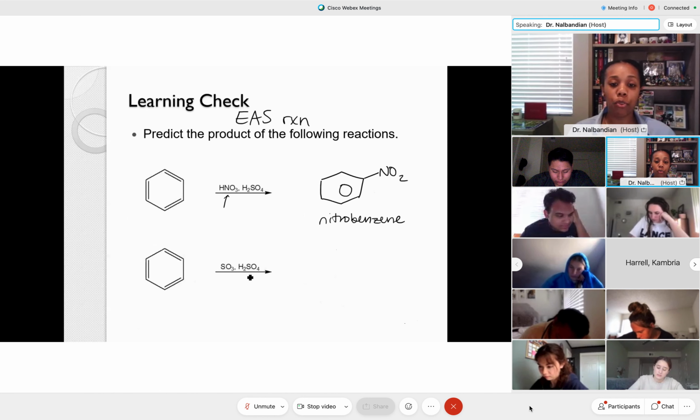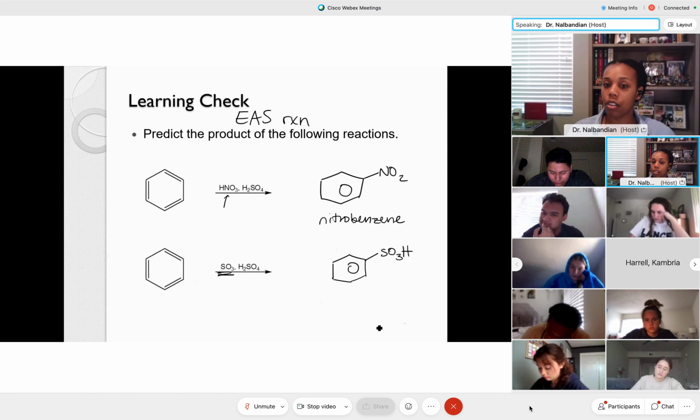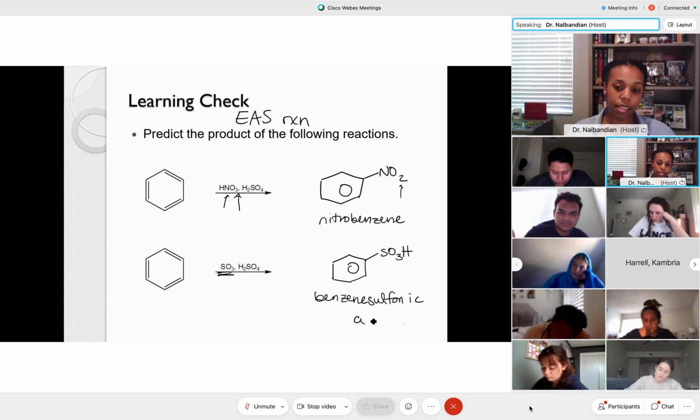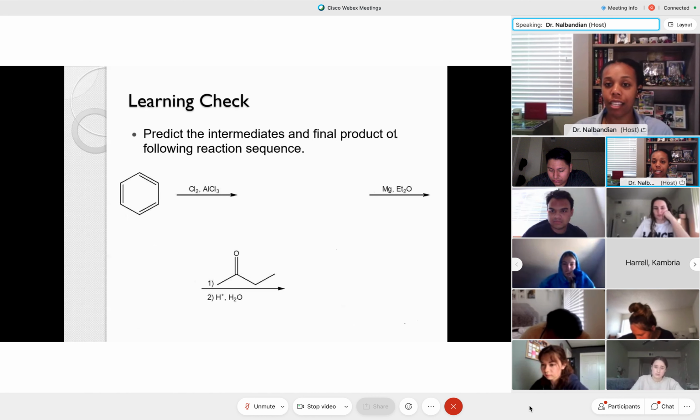SO3, H2SO4, fuming sulfuric acid. Okay, what's our product? SO3H. HNO3 turns into NO2. SO3 turns into SO3H. This is called benzene, keep the E, sulfonic acid. Questions on that? We're going to add on to these in the next chapter, so we're kind of laying the groundwork here with what we're learning.